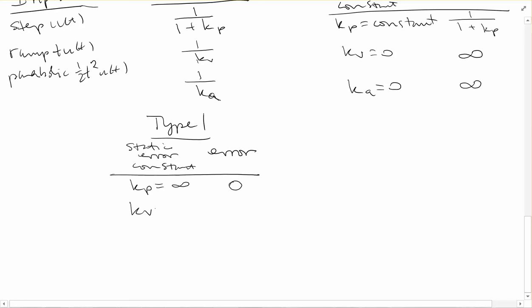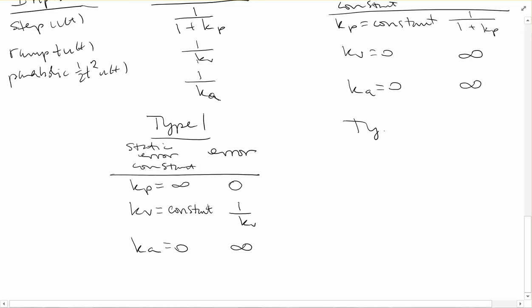Moving to the next one, we have the ramp input. So for that one, we have the velocity constant. K sub v will be constant in this case, okay, when we have a type 1 system. So that means we have s to the first power in the denominator, g of s. And our error here is going to be 1 over k sub v. And then finally, for parabolic input, the acceleration constant is going to be 0, and the error will be infinity. Right, so we're going to have infinite error if we use a parabolic input for the type 1 system.